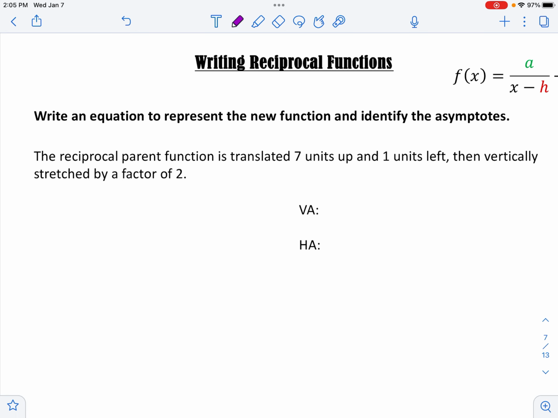I'm going to call this one c of x. All right, let's see. Reciprocal function is translated 7 units up, so I'm going to say plus 7. That's my k. All right. 1 unit to the left, so that's my h. So to the left, that would be plus 1.